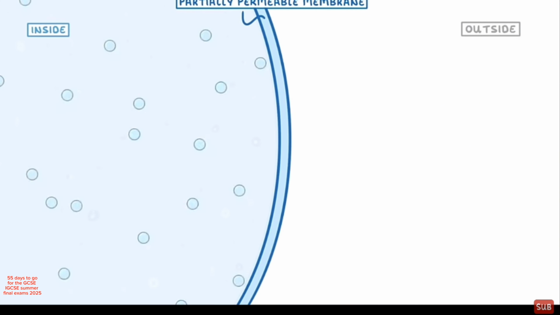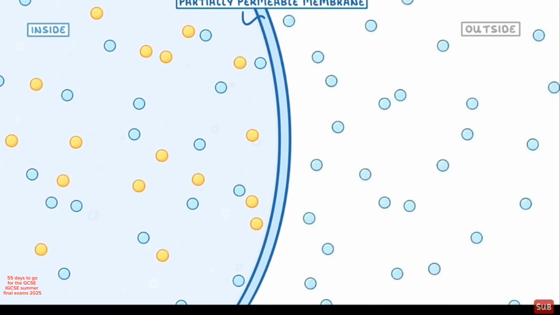The last thing we need to cover is how all of this applies to cells. So let's pretend that this is the inside of the cell, and this is the outside. And between them is the cell's partially permeable membrane. Inside our cell we have lots of water particles, and a fair few solute particles. And then outside we have almost pure water with only a couple of solute particles.